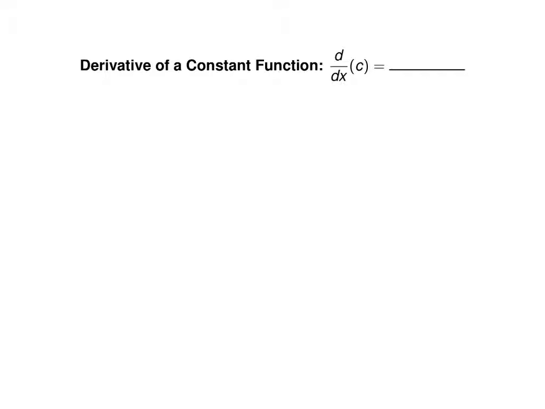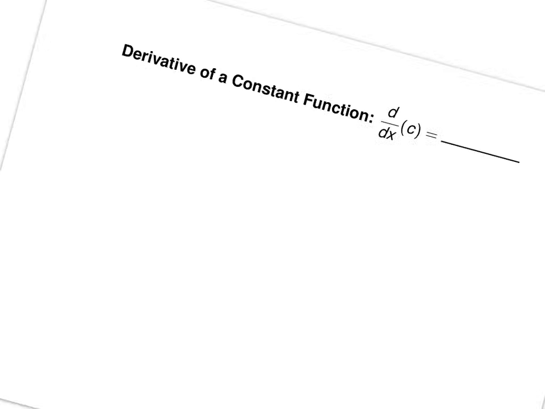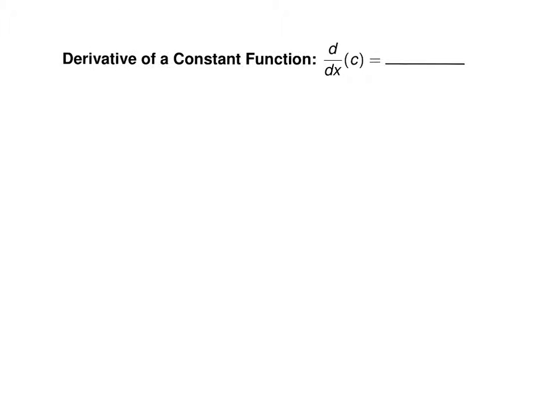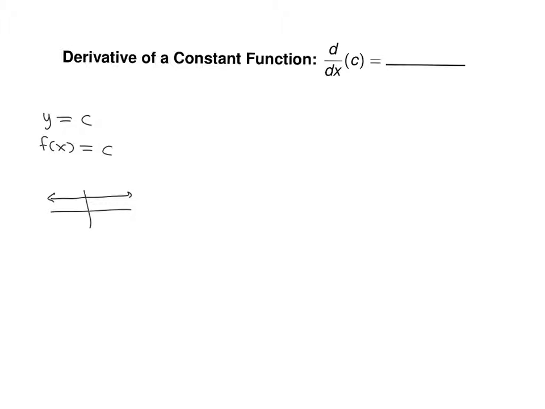Okay, the derivative of a constant function. I have 2 ways to explain what this is, okay? First way is a picture because the picture makes the most sense. If you have a function y equals c or f of x equals c, what does it look like? What's its picture look like? Just a line? Is it horizontal or vertical? Horizontal. And if it is above or below the x-axis depends on if that is positive or negative, right?